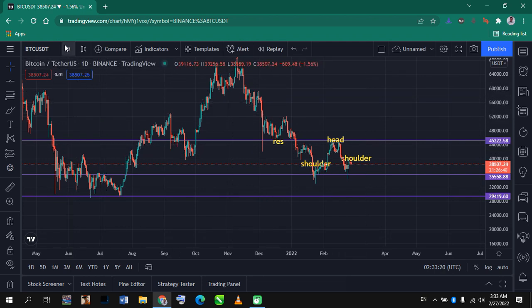Another thing is that I make use of the daily time frame, because the daily time frame is more reliable. You know, we have 15 minutes, we have the 1 hour, we have the 4 hour, we have the 6 hour time frame, we have the 12 hour time frame, different time frames. But I decided to make use of the daily time frame because it's more reliable.